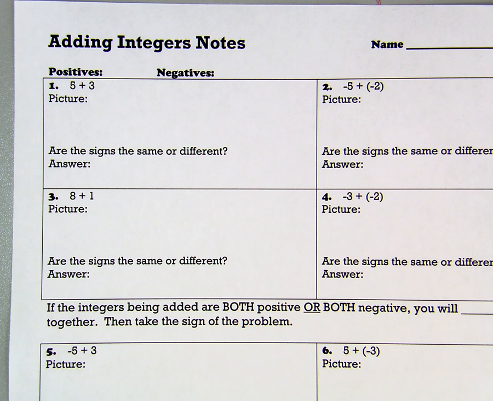Alright, today's lesson is on adding and subtracting integers. Actually, I'm sorry, we're just going to be adding integers. We're going to be using positives and negatives. Okay? And for this, we're going to use a couple different colors here.